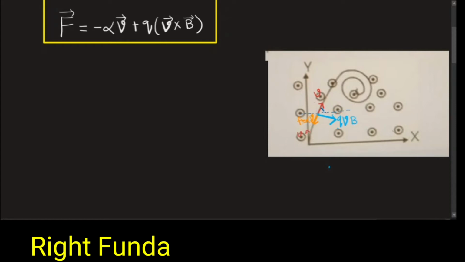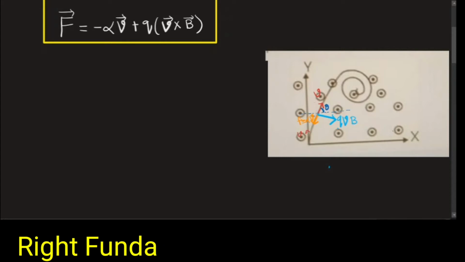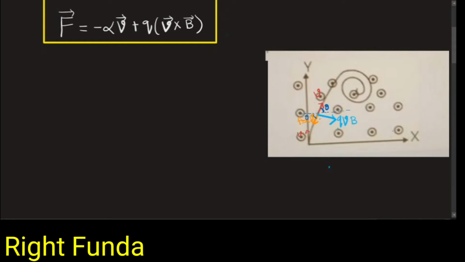So this angle is equal to theta. Suppose I take this angle equal to theta. If I take this angle theta, so this also will be equal to theta. Now let's resolve, because the question is saying to find the coordinates, so the x coordinate and y coordinate.